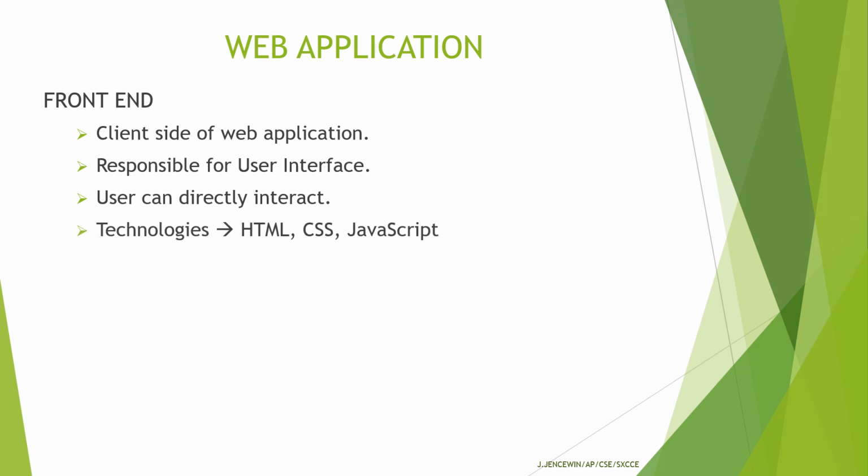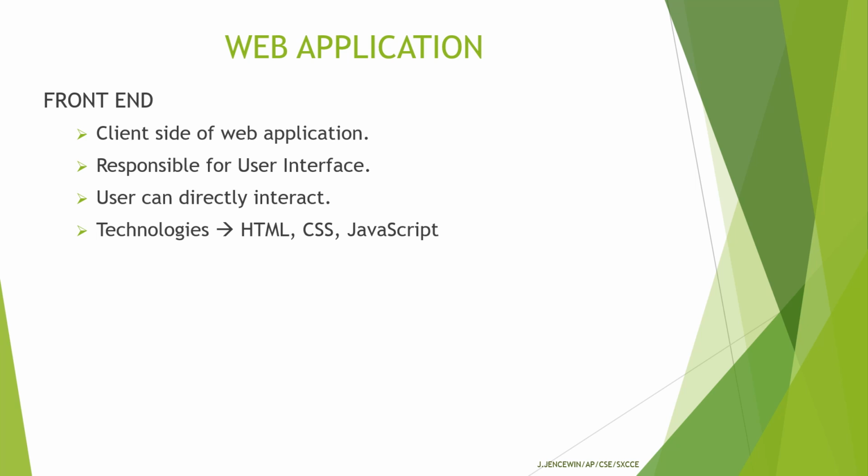In the front end, we use different technologies called HTML, CSS and JavaScript. For implementing the front end of applications, we use these languages. HTML, hypertext markup language, is used to create the structure of your front end, the client-side application, that is, the structure of your website. It is used to create the different components, for example, text boxes and buttons.